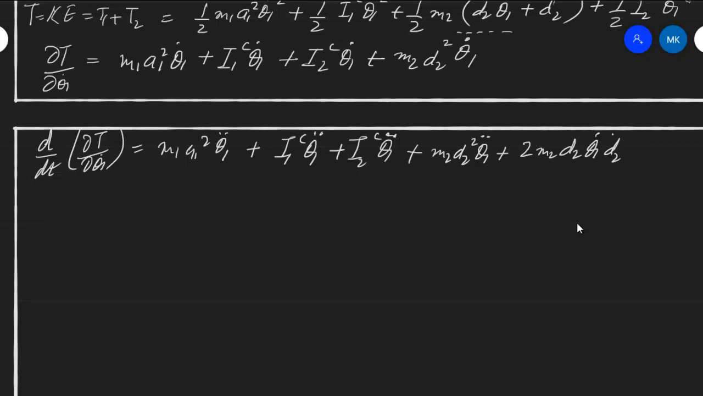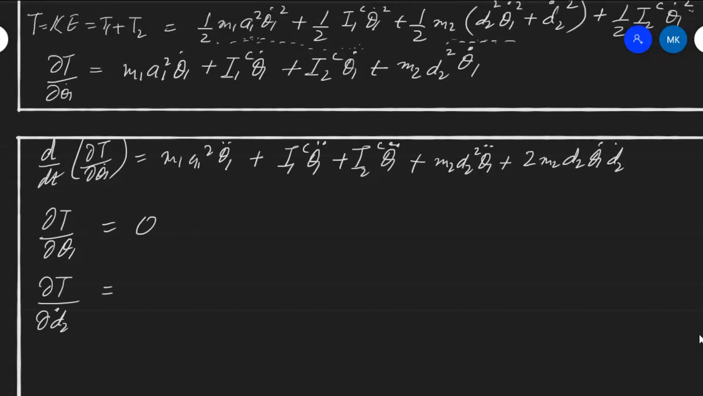Similarly, if we see dou T by dou theta 1 which we require, there is no component of theta 1 here in this equation, so all theta 1 dots and d2 dots, so this will reduce to 0. And dou T by dou d2 dot is also required, so T is here. It will be 2 d2 dots, and 2 and 2 cancel, so it will be simply m2 d2 dot, and d by dt of this would be the differentiation of this with respect to time. It will be m2 d2 double dot.